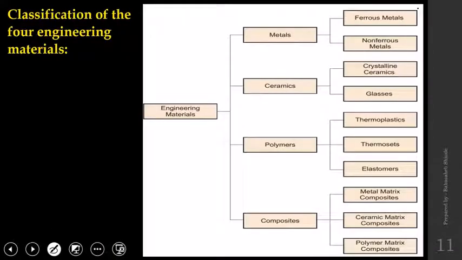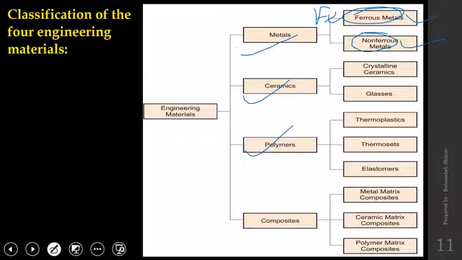Next, classification of engineering materials. There are three major categories: metals, ceramics, and polymers. Metals have two additional categories: ferrous and non-ferrous. Ferrous in the sense, if iron is there in the metal, that would be called ferrous, like cast iron and all the forms of steels. Except that, copper, brass, silver, gold, all other metals are called non-ferrous.